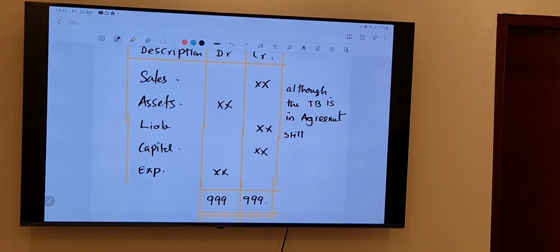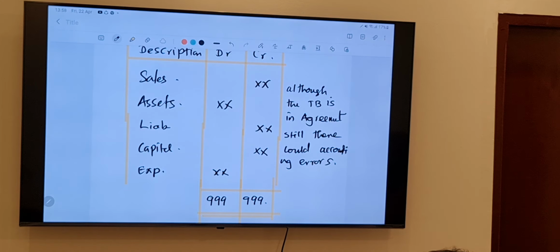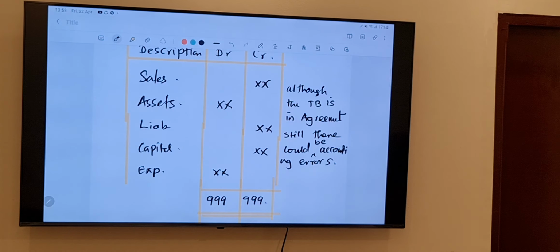still there could be accounting errors. Understand me? Errors, meaning mistakes, discrepancies, faults, and so on. There could be accounting errors. Still there could be, we should add one more word: there could be accounting errors. Is that clear?